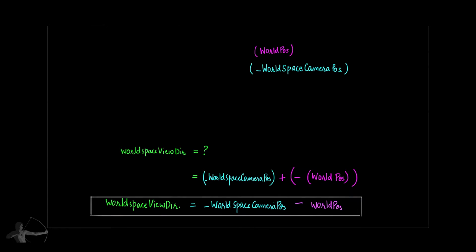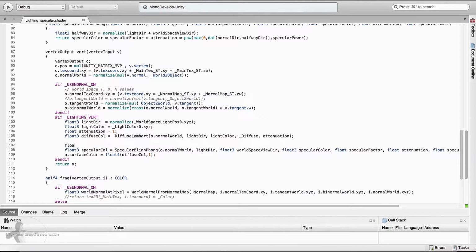So this is what we understood, that we will first find out the world space position of the vector or fragment, and then we will negate it from the world space camera position. So that is exactly what we are going to do in our shader. So it's a float3 value, which we will call world space view direction, and it will be _WorldSpaceCameraPos minus world space position of the vector, or we will just call it world position.